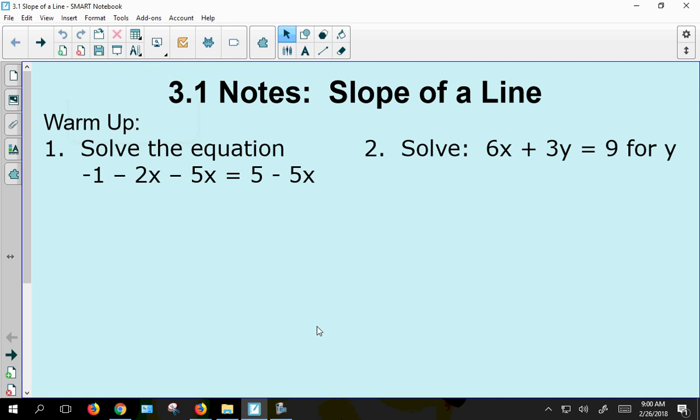Okay, this is lesson 3.1, slope of a line. If you could, please do your warm-ups. Pause the video if you have to. Do your warm-ups, and then hit play to see how you did on your warm-ups, because I'm going to go ahead and do both of them.